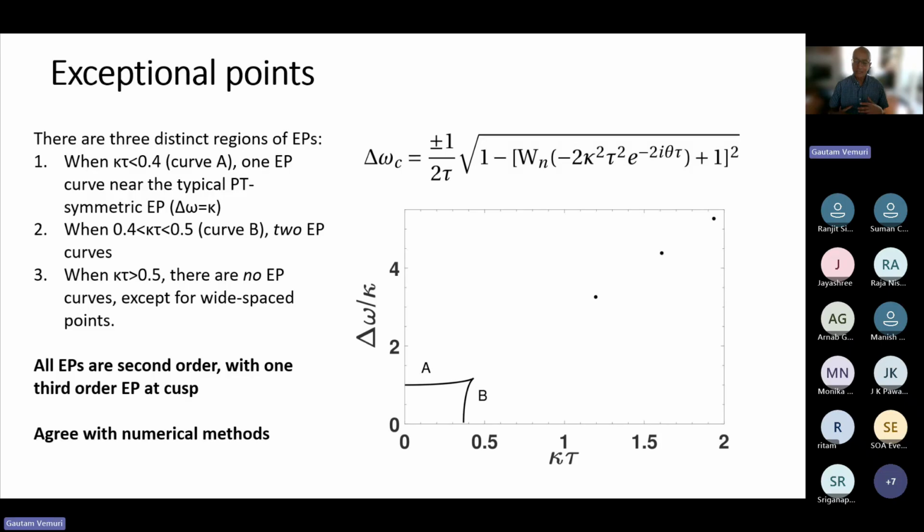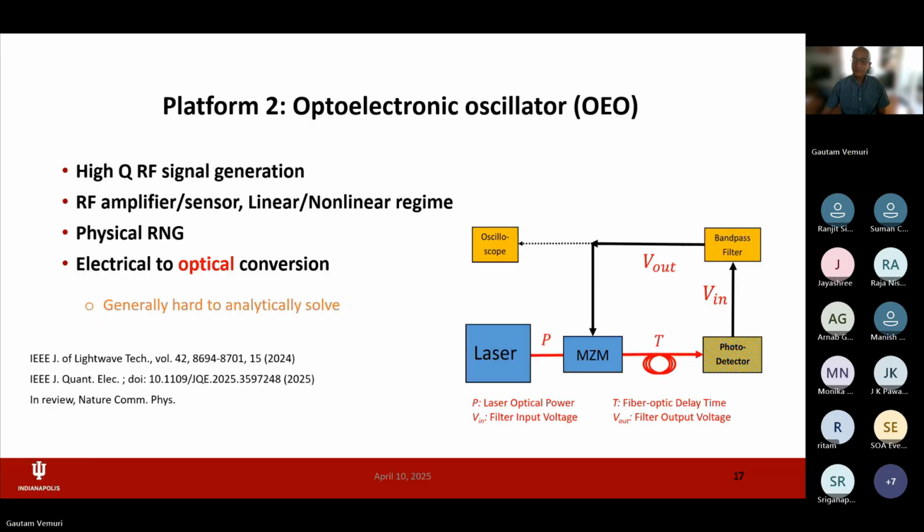Propagation, Hamiltonians, and PT-symmetric systems, exceptional points, and all these things that I wanted to get across. So this is one platform. A second platform that we are using is what's called an optoelectronic oscillator. Some of you may not be familiar with what it is, so let me spend some time actually describing what an optoelectronic oscillator is. And we have published it in a couple of recent papers.